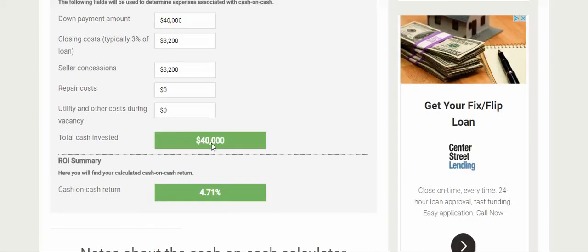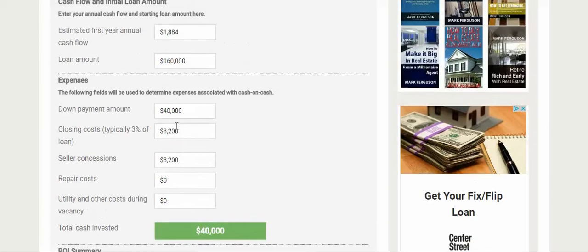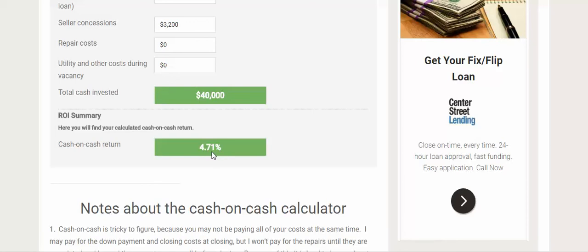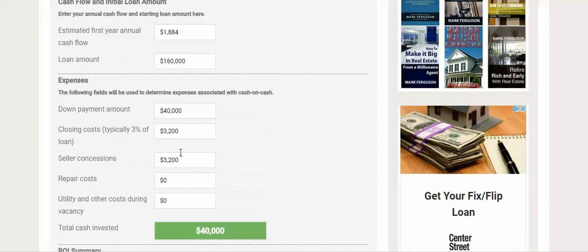So we've managed to get away with $40 per $1,000 down. Bare minimum, got the seller to help pay our closing costs, didn't have any repairs, didn't have any utilities. What are we making? 4.7%. Ugh, that's horrible. I want to make way more. My goal when I was buying rentals was to make 15% or more on my rentals with my cash on cash return. That's another reason why I stopped buying in Colorado.